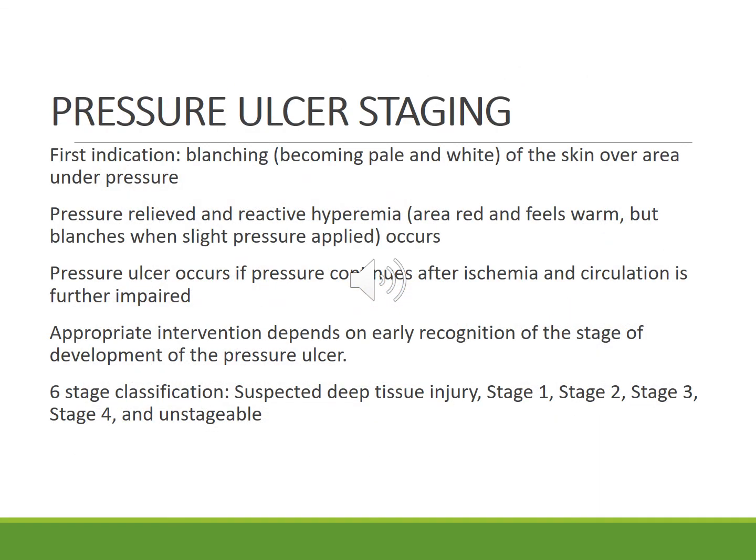So as I said when we were talking about the phases of wound healing, I said we would get into the staging of pressure ulcers. So the first indication of a possible pressure ulcer is this blanching of skin. So it becomes pale and white over the area under pressure. Pressure relieved and reactive hyperemia, or an area red and feels warm but blanches when slight pressure is applied, occurs.